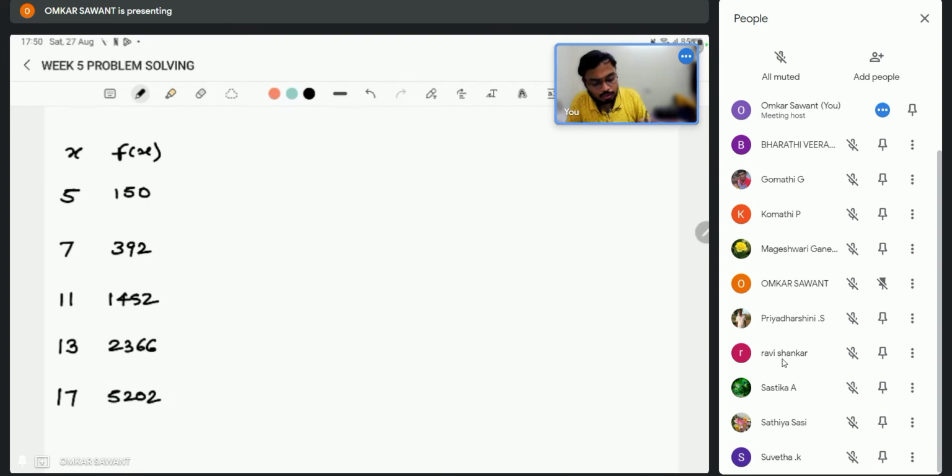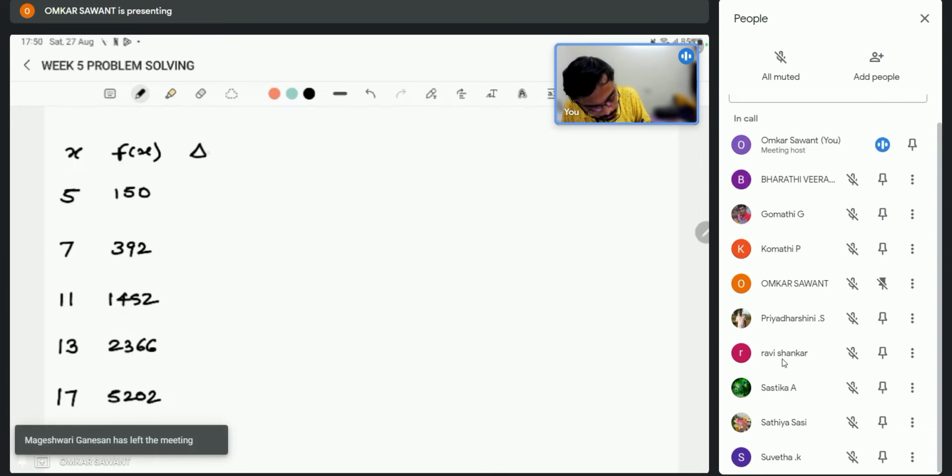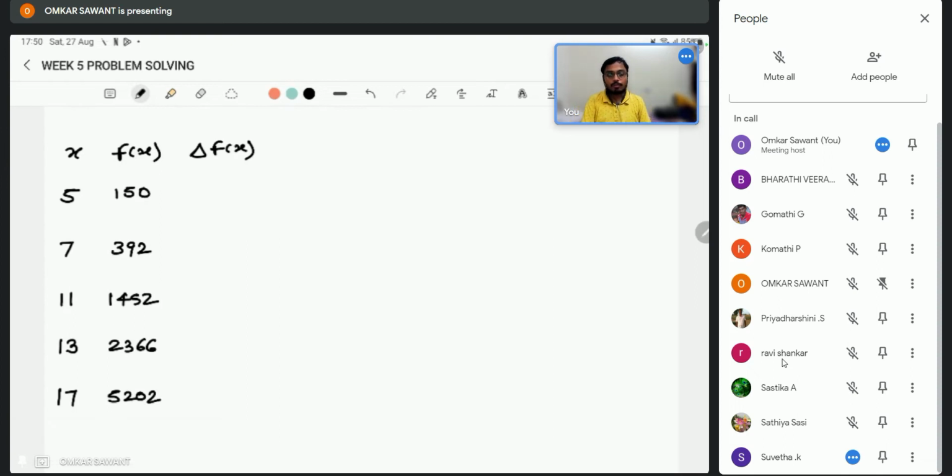Then we do delta f of x. What is delta f of x? How did you calculate? 392 minus 150. What is 392 minus 150? 242. Okay. We will calculate this difference similarly.